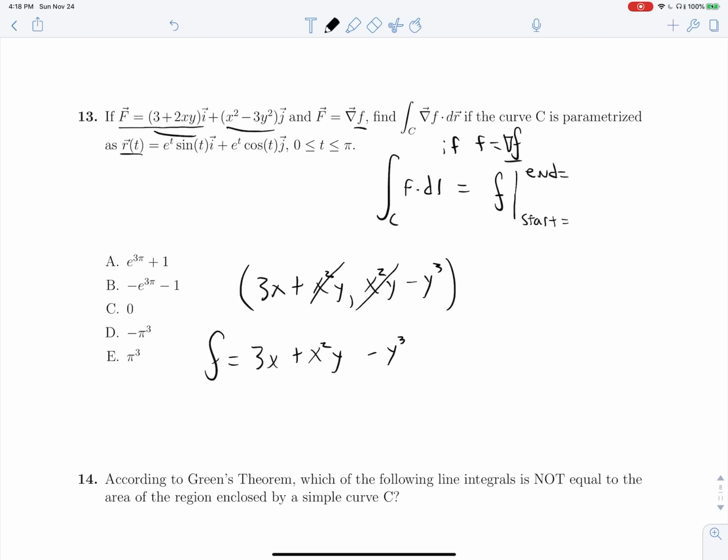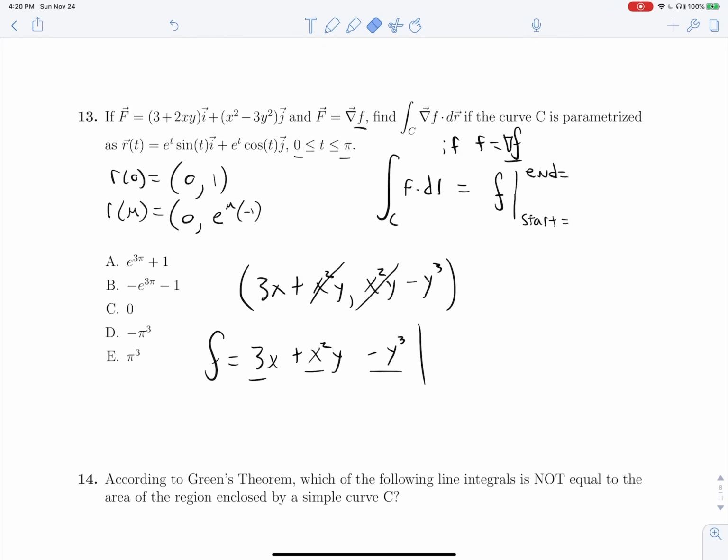Well, we see that r of t is given here, and we're given the bounds on t, so we can just figure it out. R of 0 is going to be 0, 1, and r of pi is going to be 0, comma, e to the pi times negative 1, or just negative e to the pi. So looking over here, we're going to evaluate it on our endpoint, so 0, comma, negative e to the pi, and we're going to subtract 0, comma, 1.